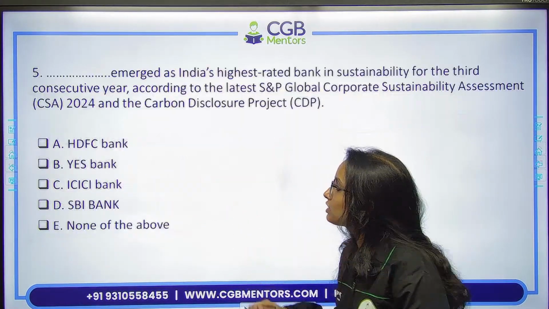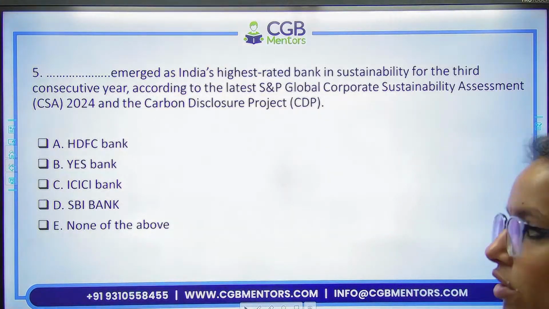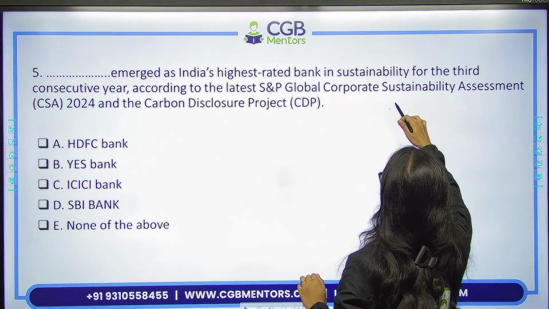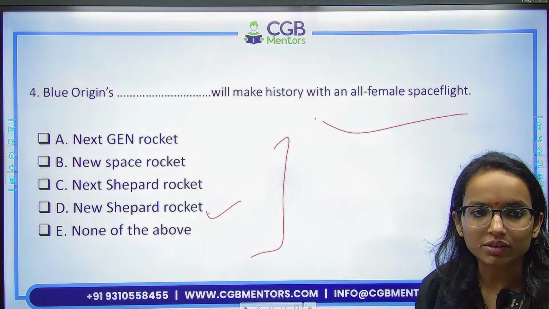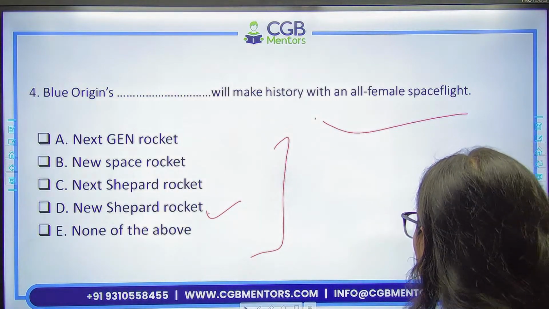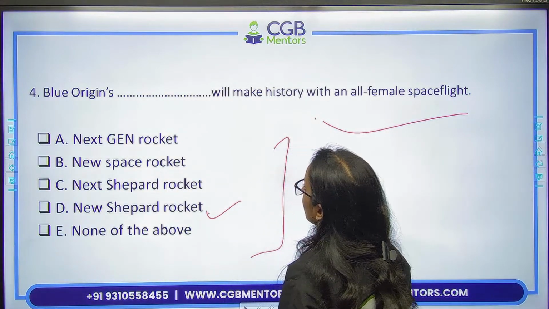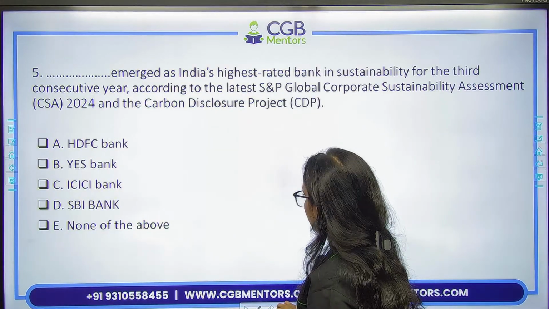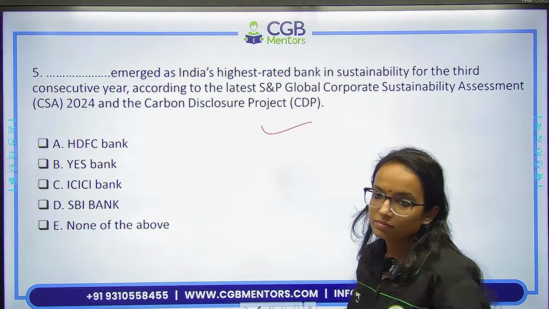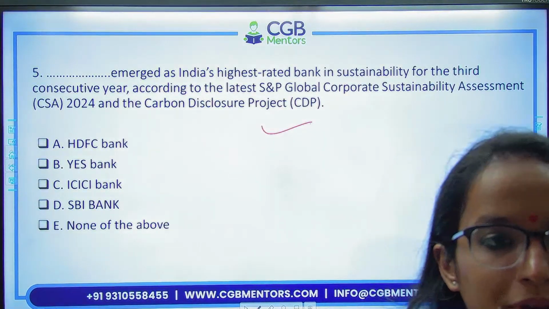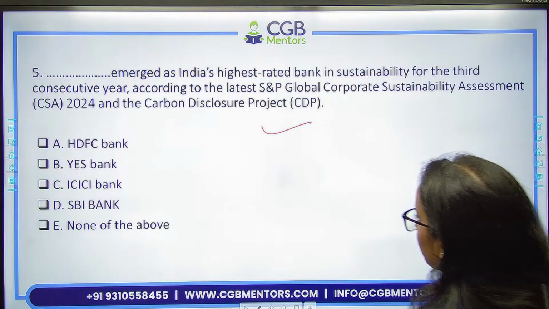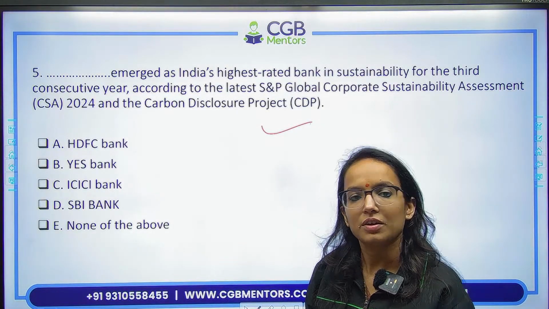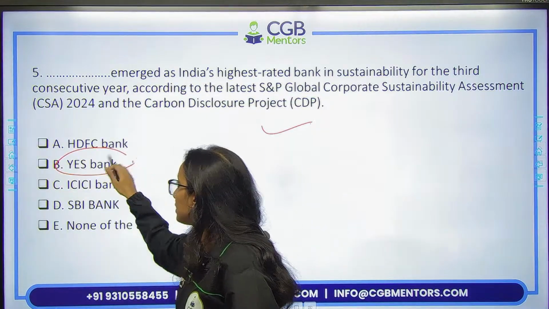Remember this name. Next is, which of the following banks has emerged as India's highest rated bank in sustainability for the third consecutive year? Best performing bank in terms of sustainability for the third consecutive year. Very good. Yes Bank. So remember, this is an important question.